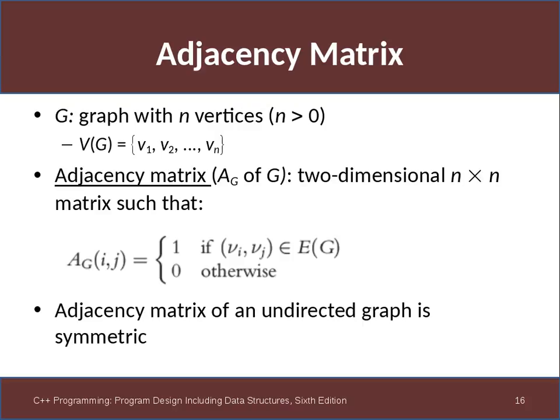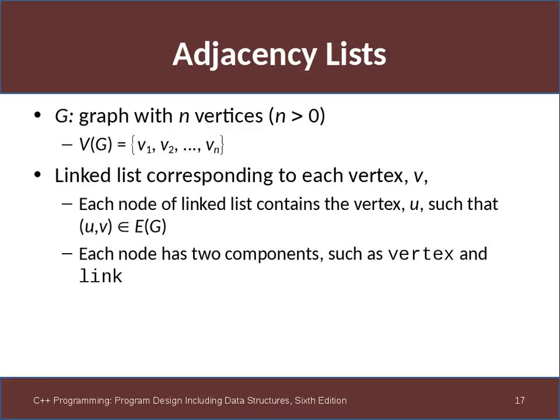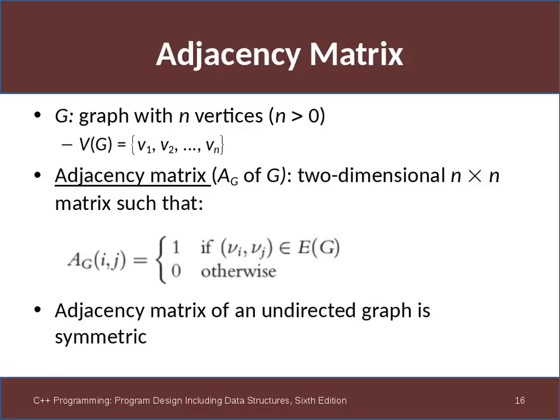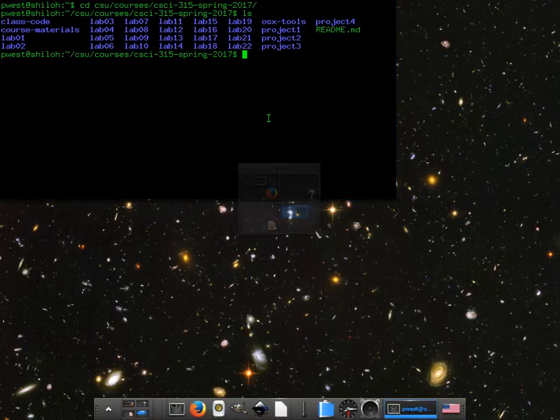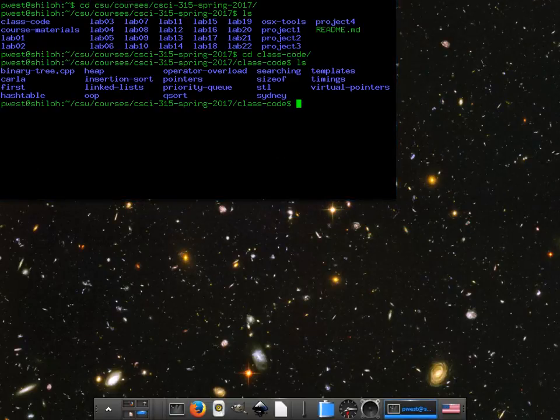An adjacency matrix is a two-dimensional n by n matrix such that, for every element, 0 if there does not exist an edge and 1 if there does exist an edge. The adjacency matrix of an undirected graph is symmetric. I think this is going to be the entire slide on an adjacency matrix. Yep. This is all we get? Haven't we discussed this before? These slides are not the best.